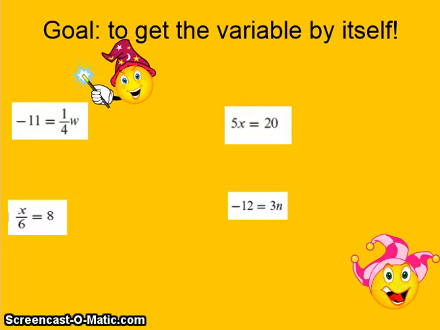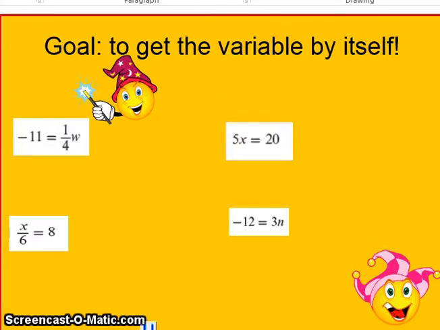Alright, so here we have some equations, and we want to solve these equations. Solving the equation is finding the value of the variable that makes the equation true when you plug it in. So the goal here is to get the variable by itself. You want to have something like x equals a number, so you know what value of that variable will make that equation true. Now, in order to solve these, I'm going to start on the right side over here.